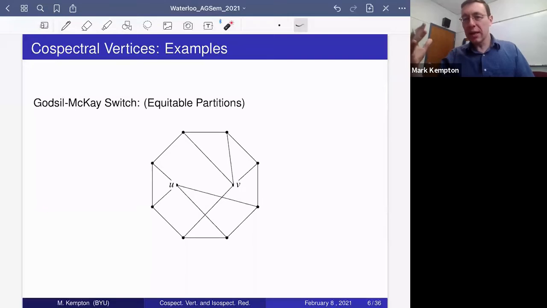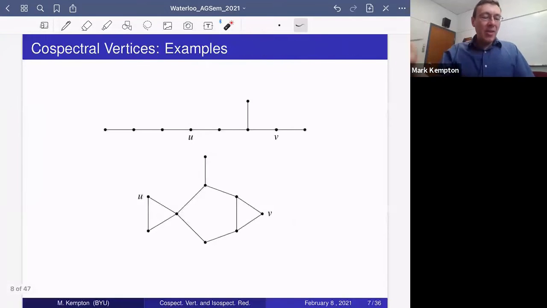So this is a way you can create infinite families of examples of things that have cospectral vertices that don't necessarily have any symmetry. G minus U and G minus V probably won't be isomorphic to each other most of the time here. And then there are some other examples. I've included 2 examples here. And in each of these examples, the vertices that I've labeled U and V are cospectral to each other. So here, U and V are cospectral to each other. In this graph, U and V are cospectral to each other.